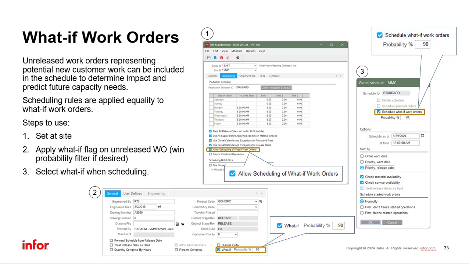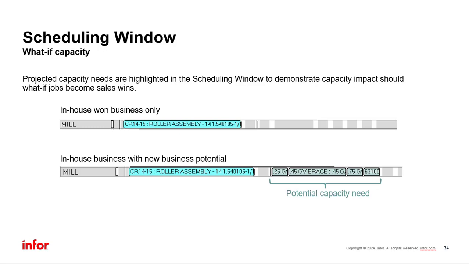The final step of the process is to run the visual concurrent scheduler and select to include what-if work orders. You can also select a probability percentage filter to only include the new business that is most probable. For example, only include everything that I have a 90% chance of winning. If you leave the probability field blank, all what-if work orders will be included in the scheduling run.